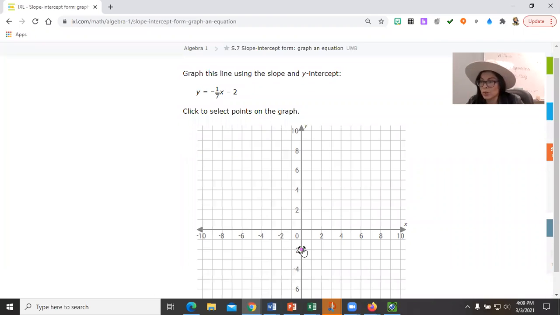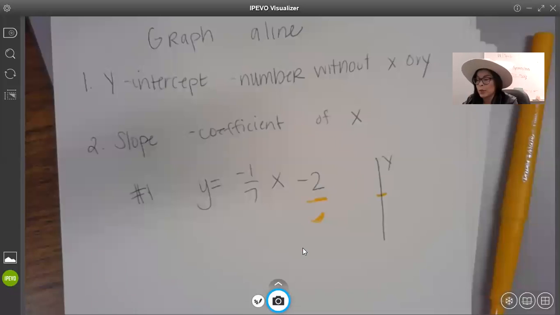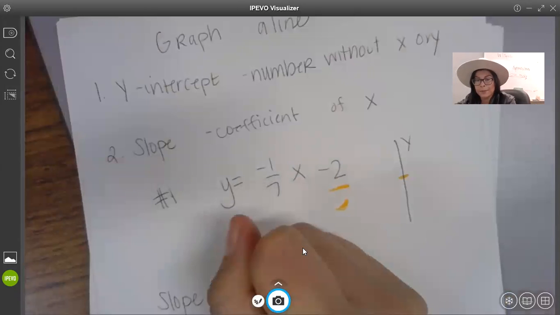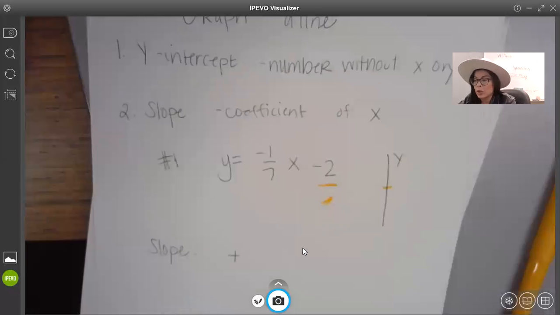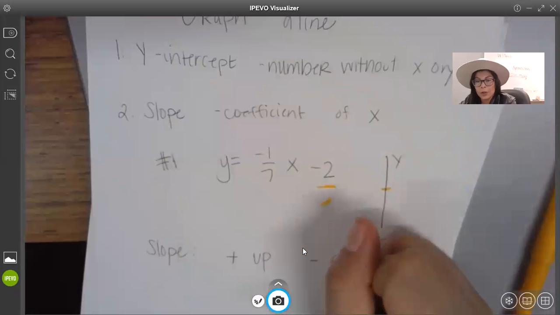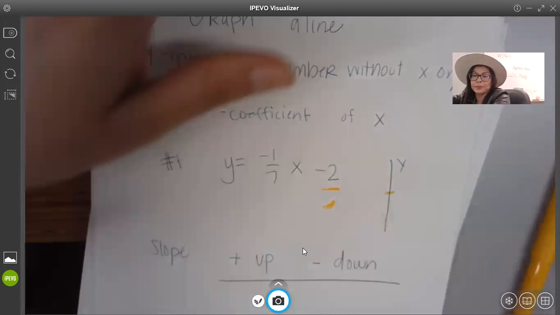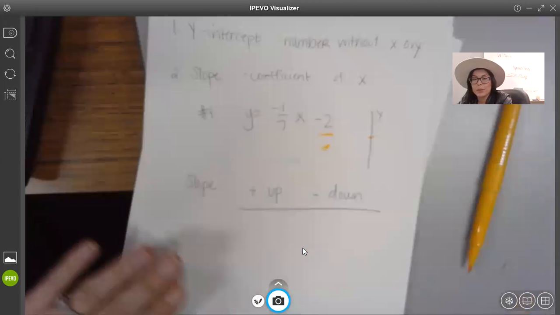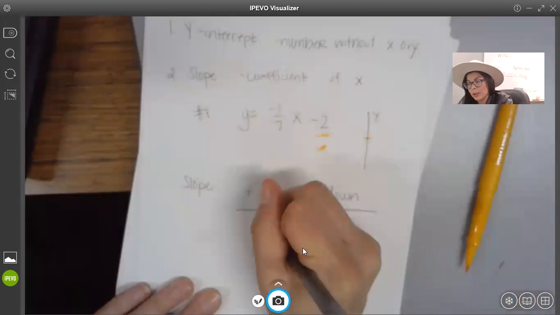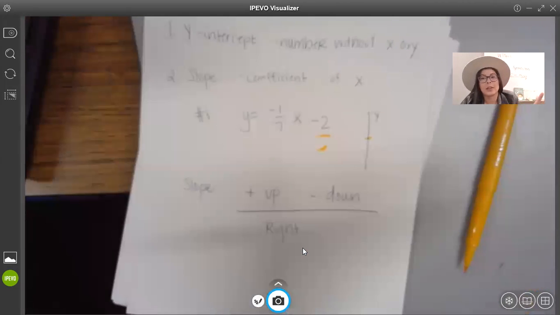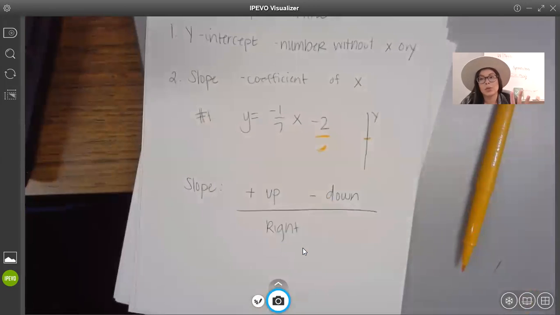The second thing I do is I put the second point depending on what the slope is. Now, here's how the slope tells you how to move. If it's positive, that means you go up. If it's negative, you go down. And that's the numerator. That's the top number. The bottom number is how many you go to the right. Unless you run out of space, then you need to go to the left, and that's going backwards, but you always go to the right.